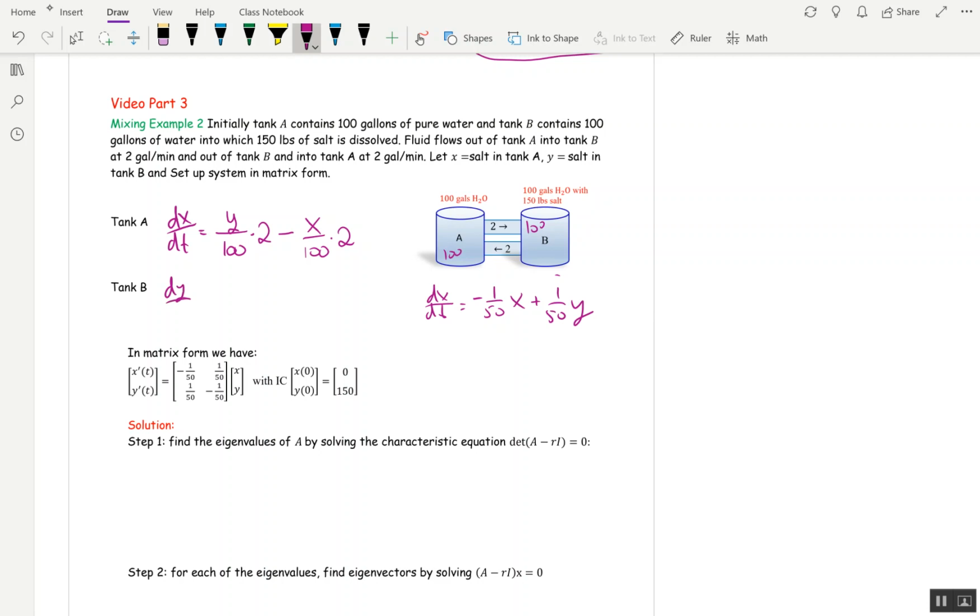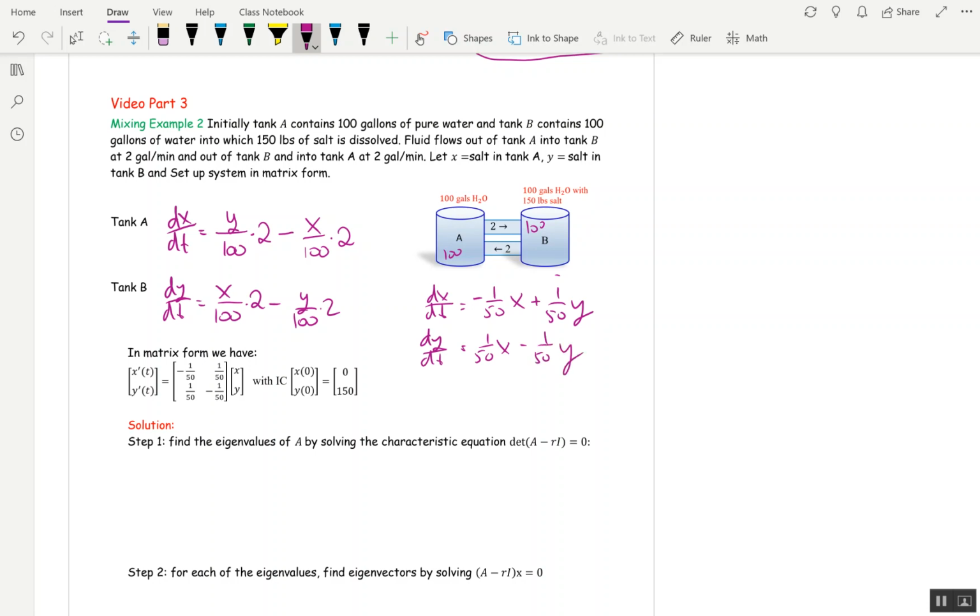For dy/dt, again, rate in minus rate out. Well, the stuff coming in is coming from A. The concentration in A is X over 100, multiplied by 2 because it's coming in at 2 gallons per minute. And then what leaves is Y over 100 times 2. So if I clean that up, I get dy/dt is positive 1/50 x minus 1/50 y.